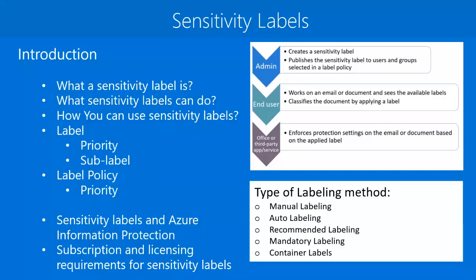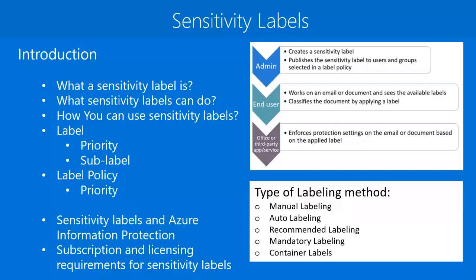In case you have any sensitive information that is going out of your organization, you can prevent that by using sensitivity label. We can also extend sensitivity label to third-party apps. So sensitivity label can be integrated with third-party apps, as it works with MIP SDK, that is Microsoft Information Protection SDK, which can be integrated with third-party apps as well.